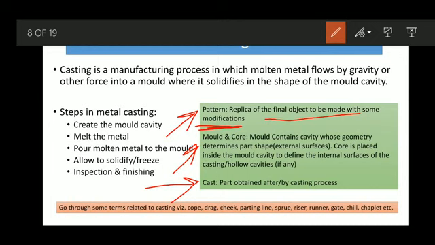Next, what do the mold and the word core mean?